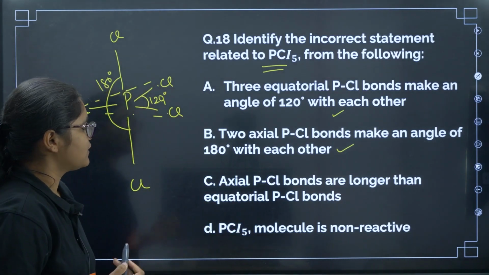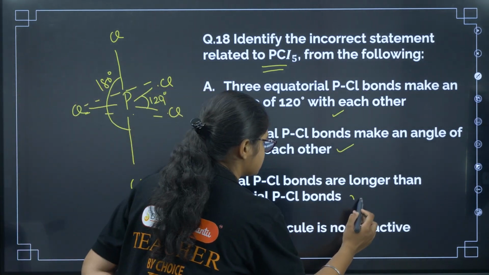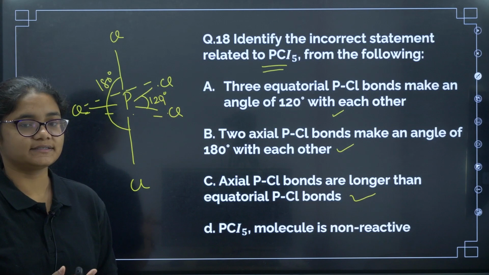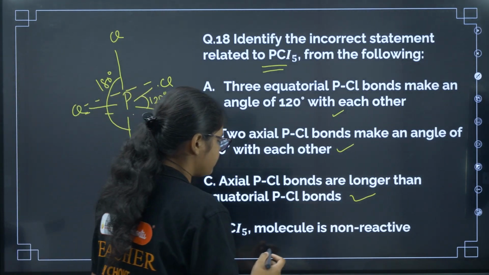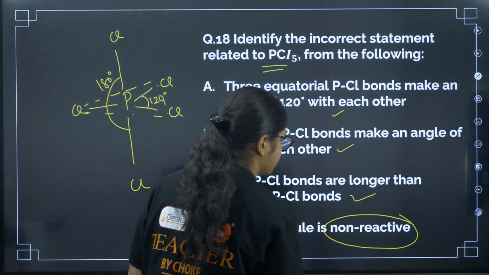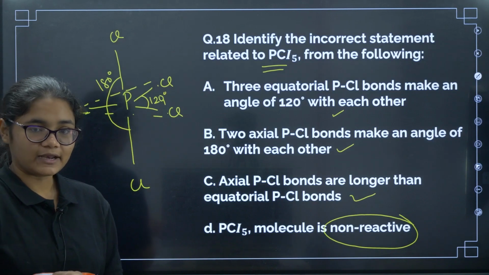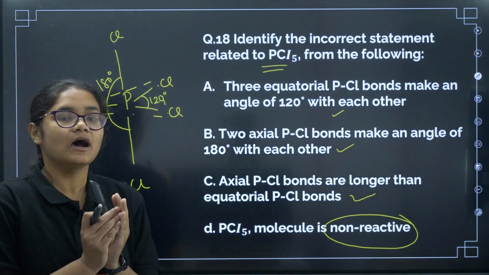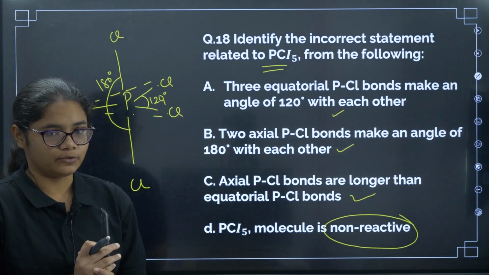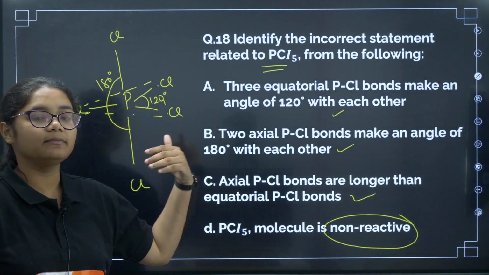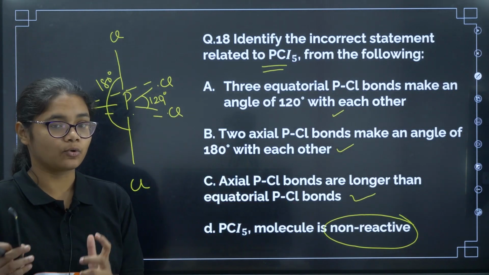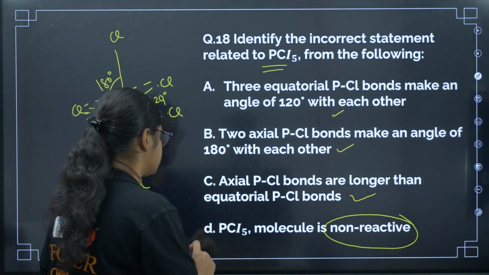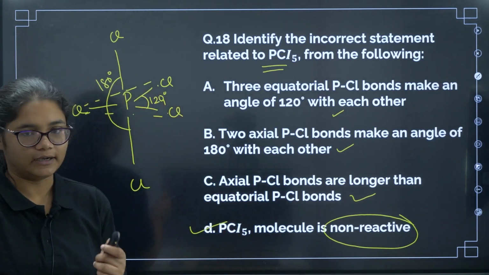Axial PCl bonds are longer than equatorial PCl bonds. Yes, this is also correct. This is done to minimize the repulsion. Now, the statement that the PCl5 molecule is non-reactive is incorrect. Why? Because of this elongation, the molecule becomes a little unstable or there is strain in the molecule. So it is more prone to reaction. So the incorrect statement is option number D.